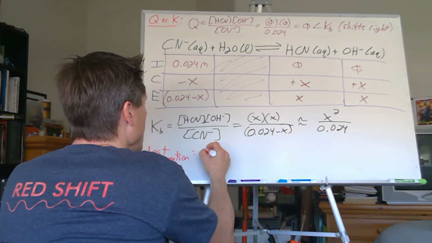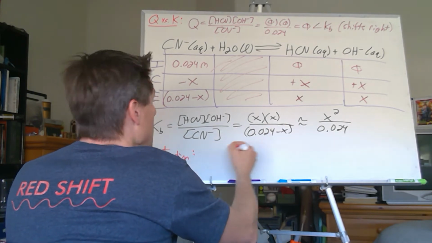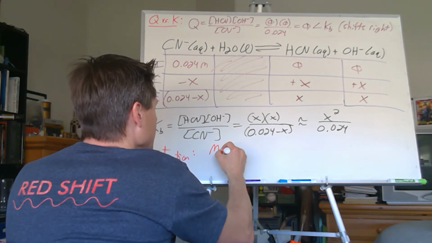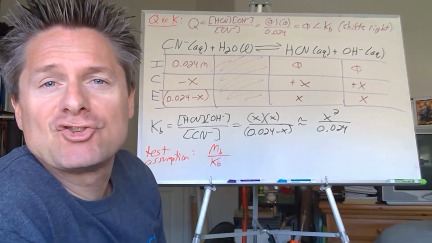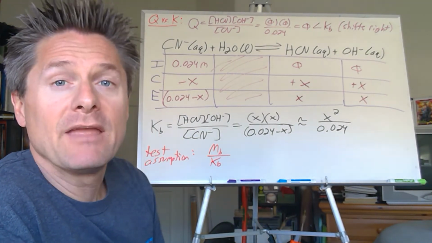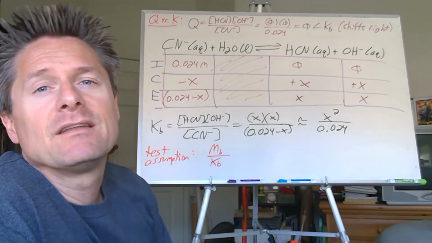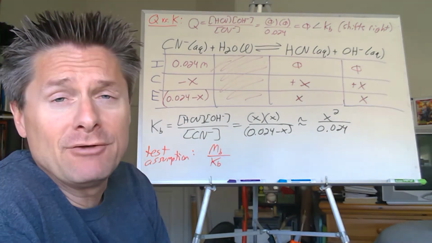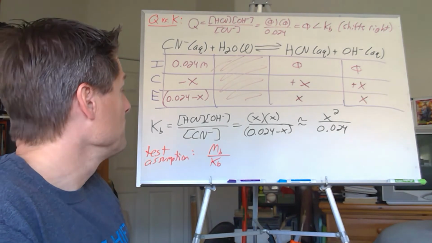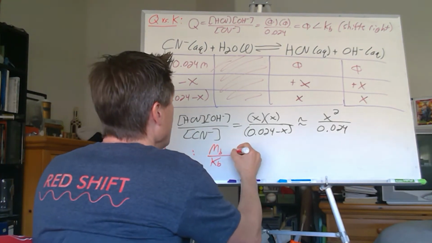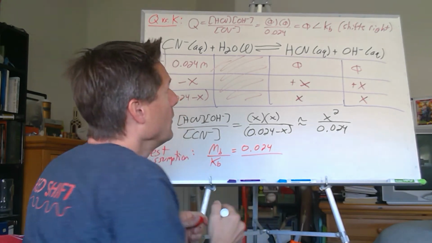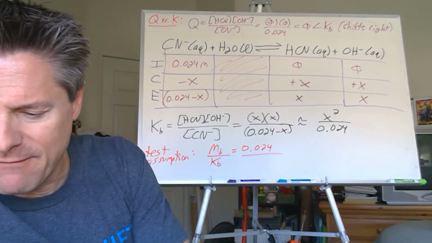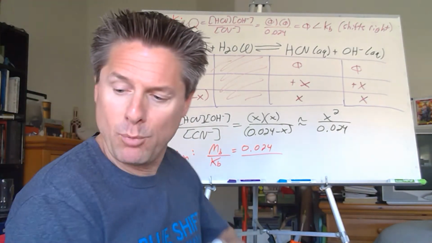So that is going to be the molarity of the base divided by Kb. Remember that shortcut I taught you earlier? If it's an acid, it'd be the molarity of the acid divided by Ka. If that's bigger than 100, this is totally valid. So what was the molarity? That was 0.024. What was our Kb value? I have forgotten what our Kb value was.